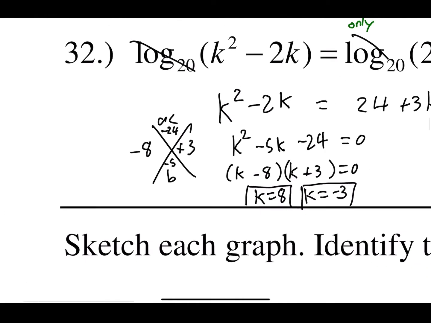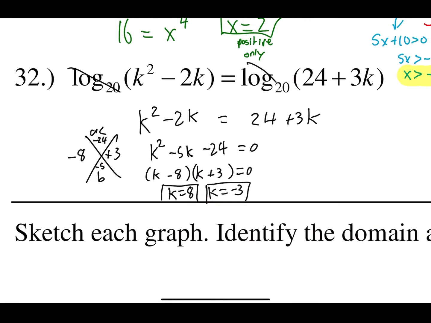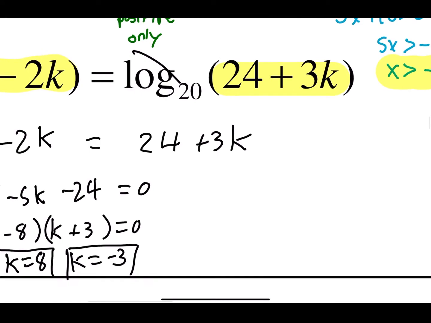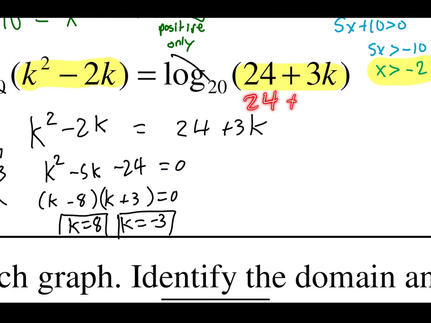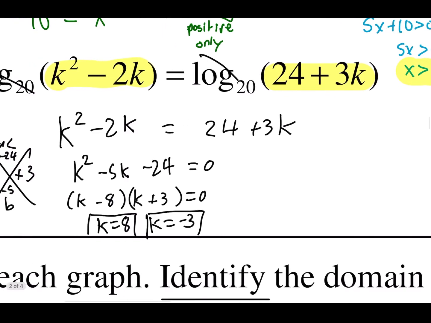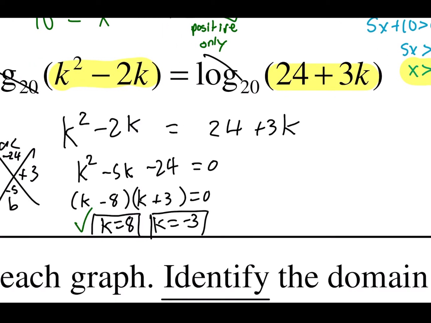Now we check these answers before we finish. Because remember, these arguments, k squared minus 2k and 24 plus 3k, must be greater than 0. So let's see. Plug in 8. 8 squared is 64. Minus 2 times 8, 16. 64 minus 16 will definitely stay greater than 0. So this side works. 24 plus 3 times 8. Well, 3 times 8 is 24, so this is 24 plus 24, and that's greater than 0. So 8 is A-OK.